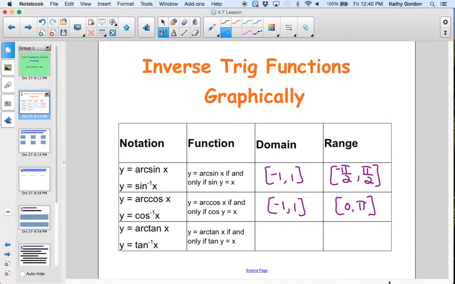And then inverse tangent? Parentheses, negative infinity to infinity. And range? Negative pi over 2 to pi over 2. Is it parentheses? Parentheses, because we can't reach those values. This is where the asymptotes are, so we can't include them on the tangent.